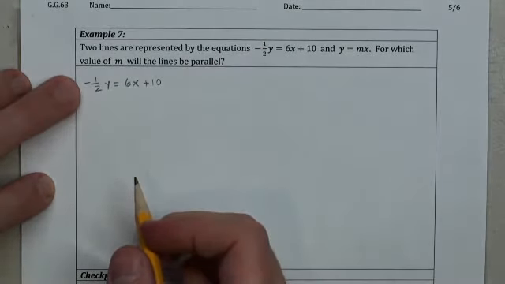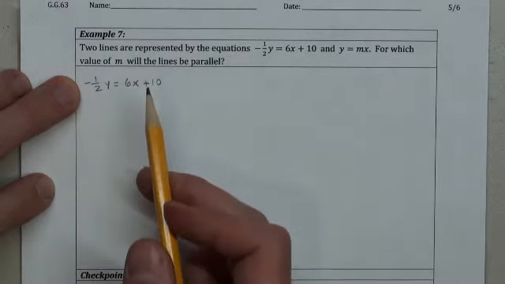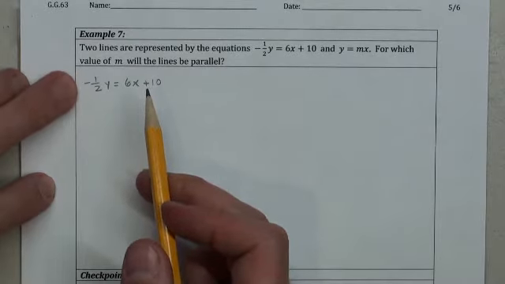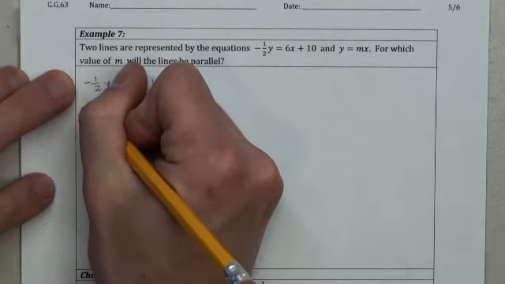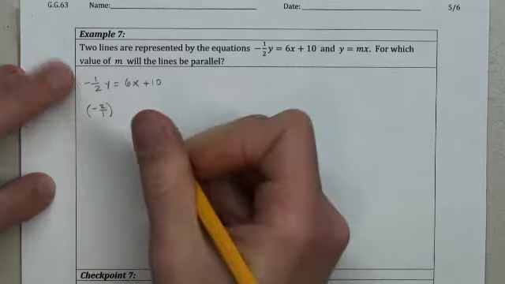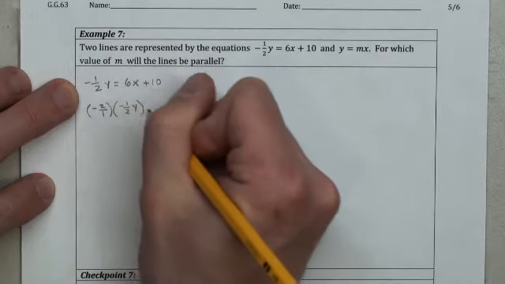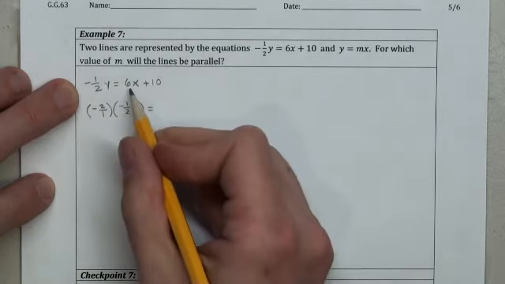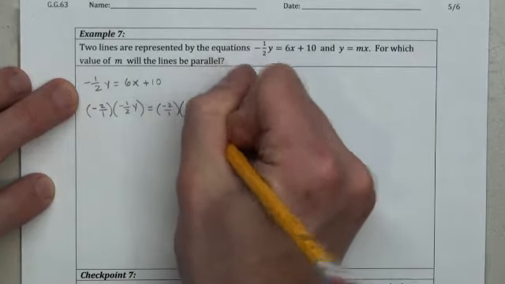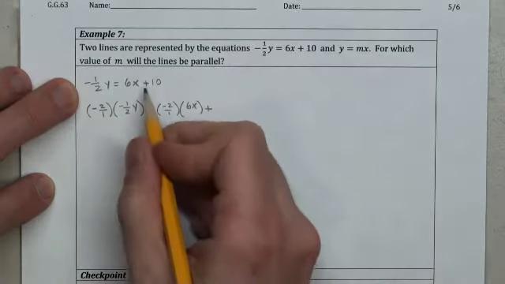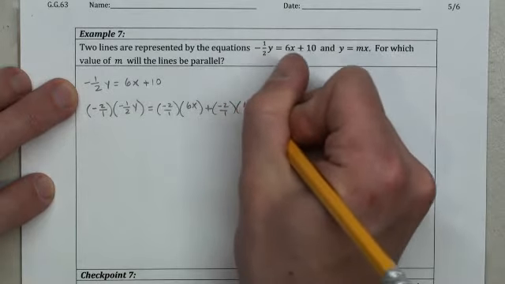Now, to get rid of that fraction, what you do is you multiply everything by the reciprocal of that fraction. And the reciprocal of a fraction means you just flip it over. So I have to multiply negative 2 over 1, which is the reciprocal of that fraction, by negative 1/2 y. Then I also have to multiply negative 2 over 1 times my 6x, and I have my plus, and I also have to multiply negative 2 over 1 by my 10.